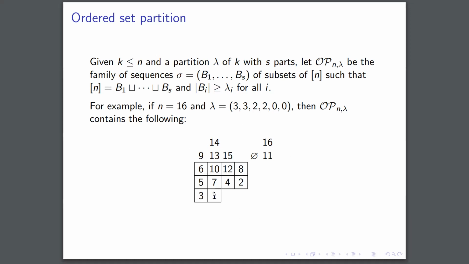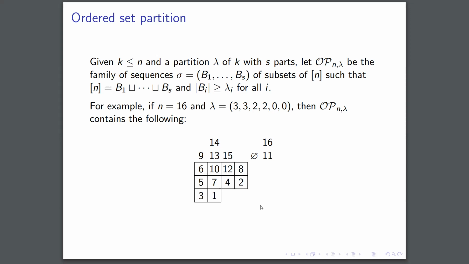So to draw such a diagram, we first draw lambda I boxes in the I's column. Then for each BI, we write elements of BI in increasing order from bottom to top, and we can go beyond the boxes. For instance, if B1 has 3, 5, 6, and 9, I'll just write 3, 5, 6, and 9 in column 1. Let's say the fourth block, B4, has only 2 and 8, then I'll just write 2 and 8 in the fourth column. If the fifth set, B5, is empty, then I just write nothing in the fifth column.